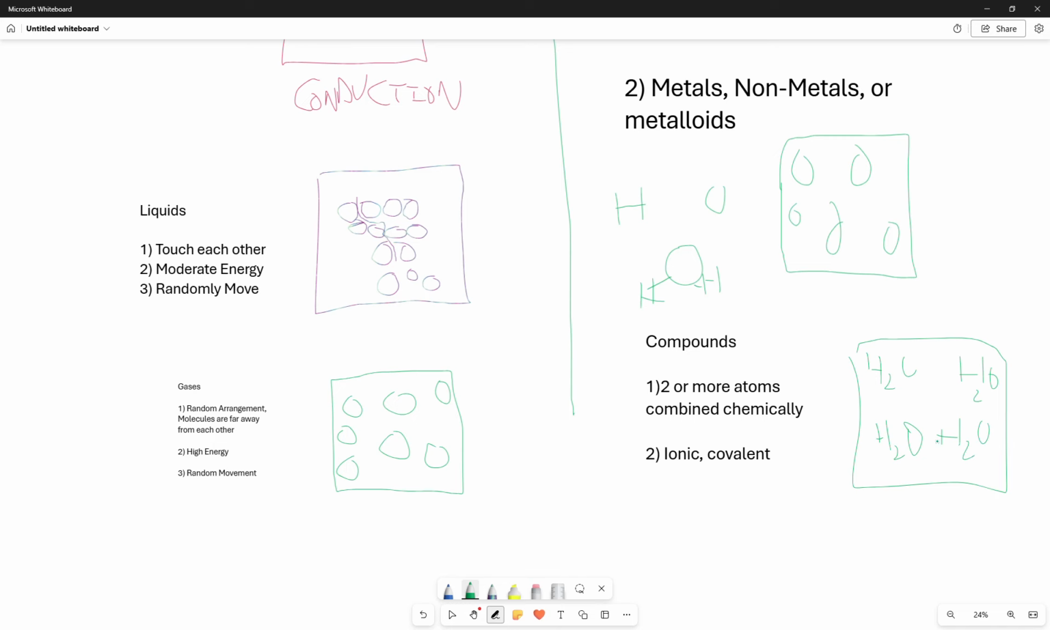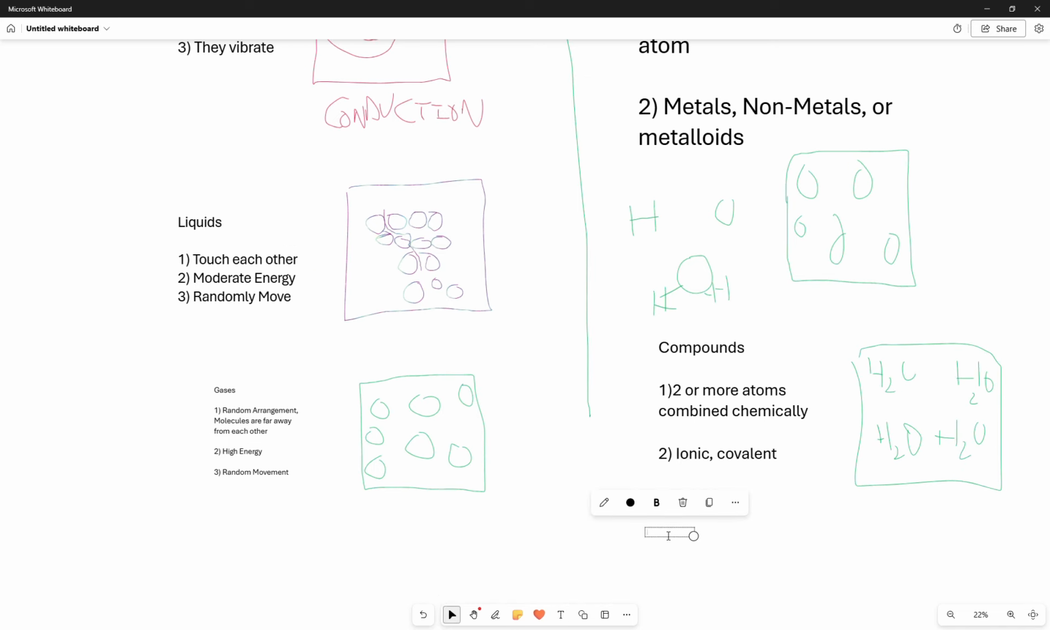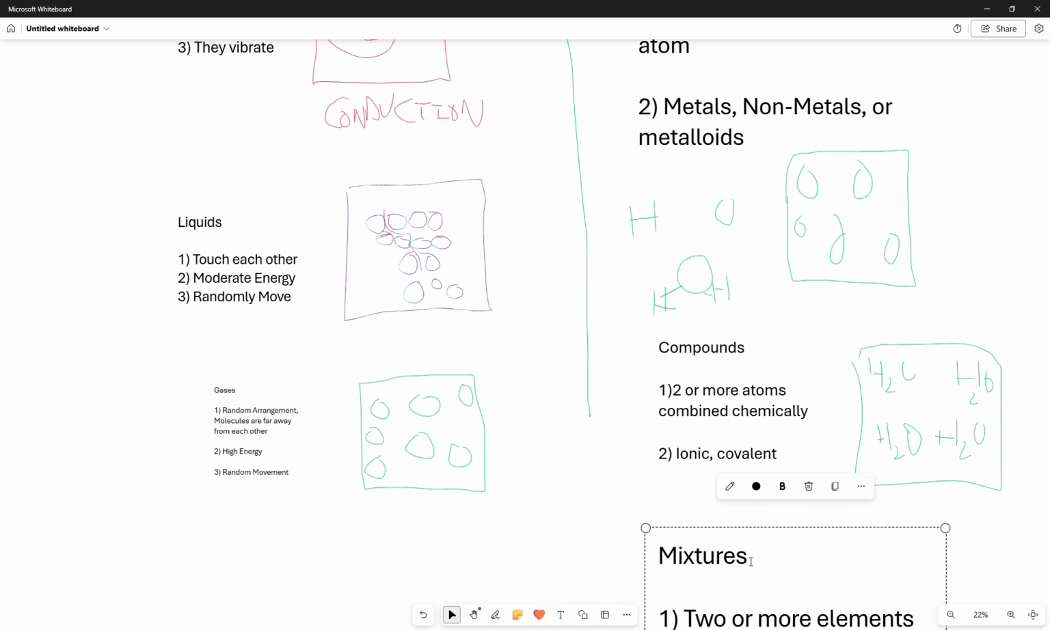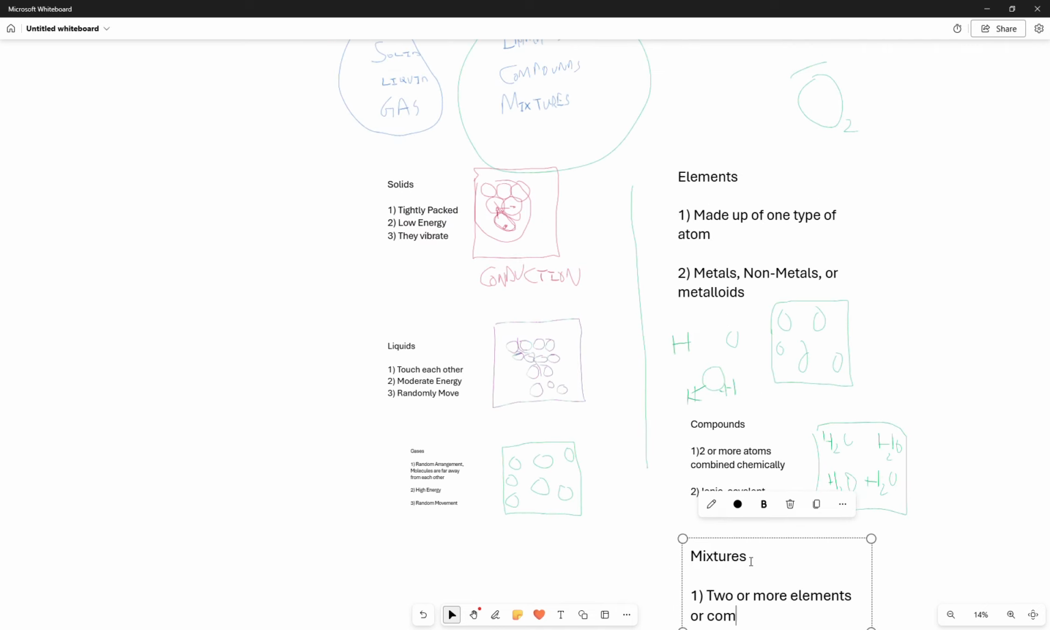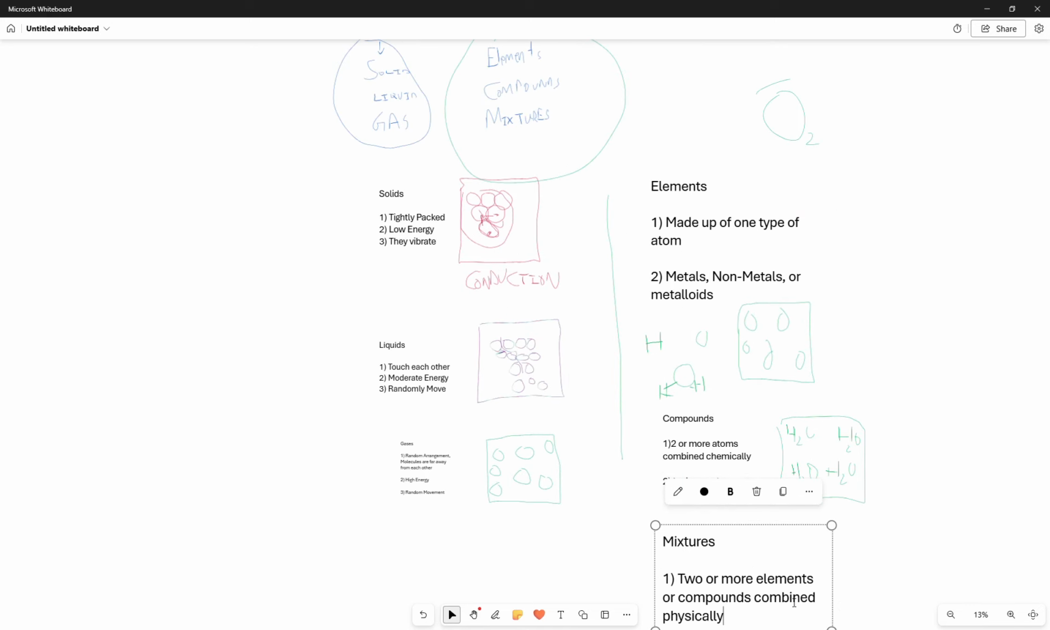Okay. I then have mixtures, and mixtures are different. Many people have confusion between mixtures and compounds. Even I was one of them until I understood it in a diagrammatical way. Mixtures are two or more different elements or compounds combined physically. So compounds combine chemically, mixtures combine physically.